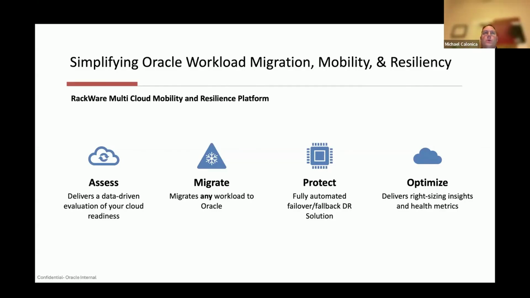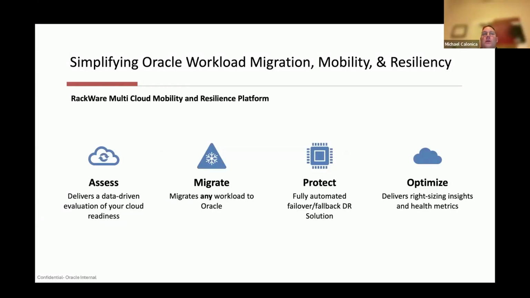Once we get through that initial planning phase, we're ready for the execution phase. And that's where RackWare migration comes in. RackWare migration is a true any-to-any migration solution. It can migrate any workload to Oracle Cloud, Oracle Distributed Cloud.